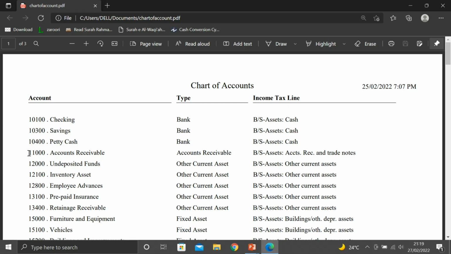And then we have 11000 with the account name accounts receivable, and the account type is also accounts receivable, and the sub account type is also balance sheet assets.